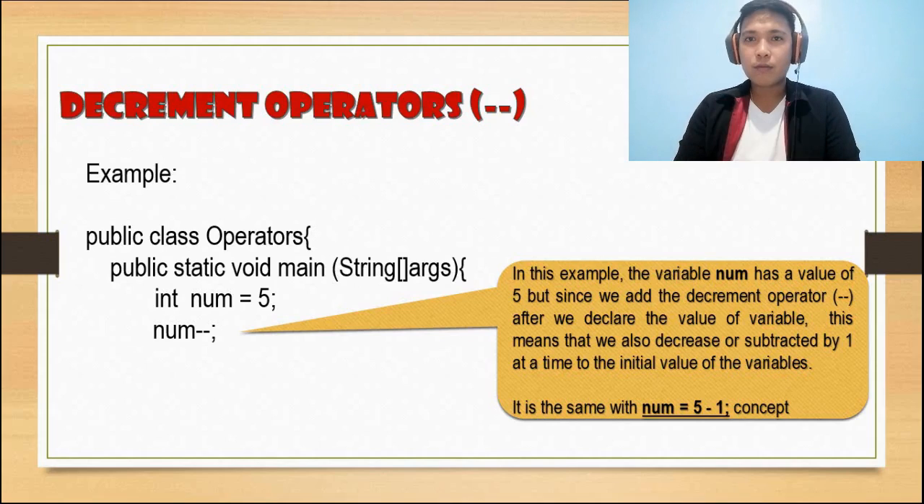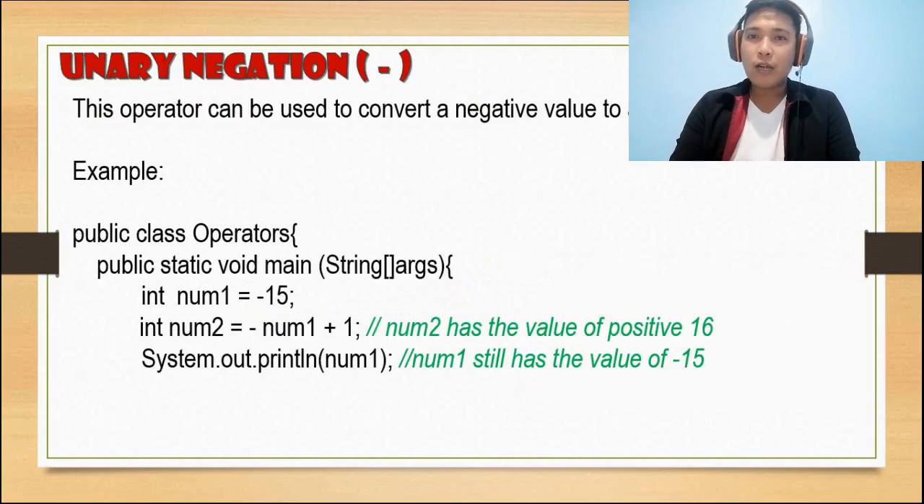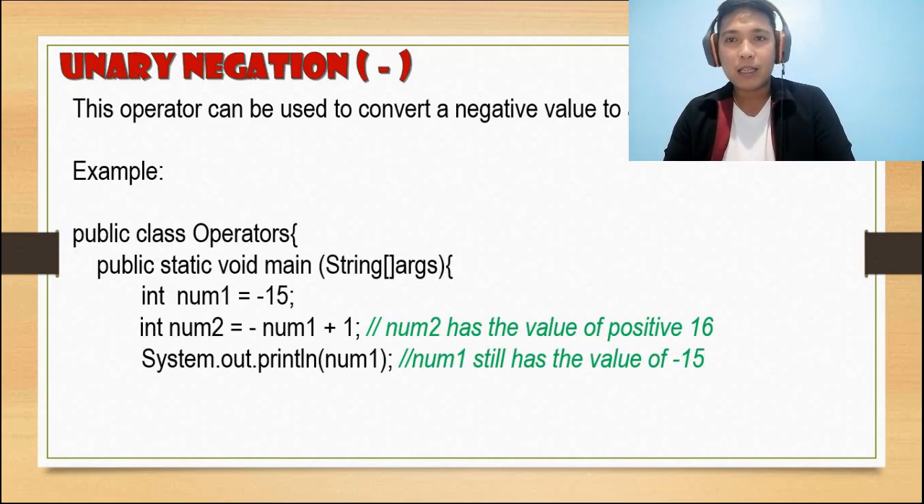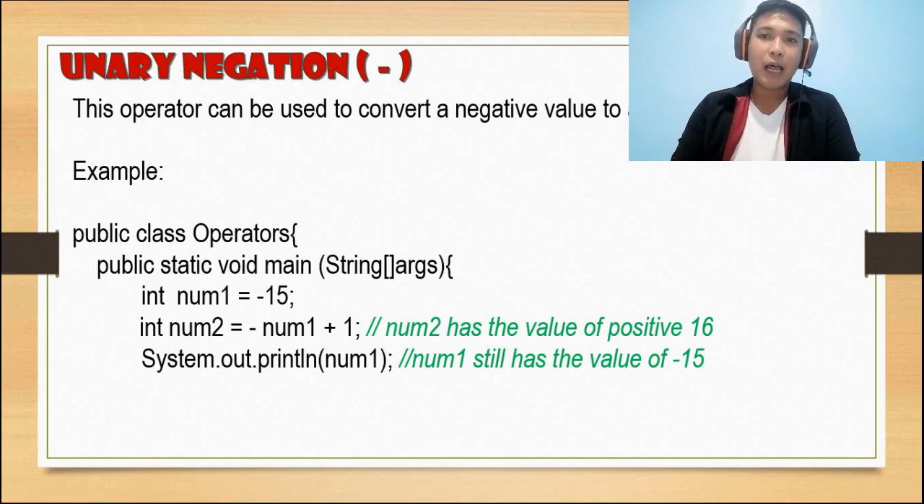Okay? Next is the unary negation, a sign equivalent to the minus sign or dash sign. From the term itself, negation, meaning we are turning the initial state of a variable or a value into negative, or from negative to positive. Let's say for example we have int num1 is equal to negative 15. So the value of our variable num1 is negative 15.